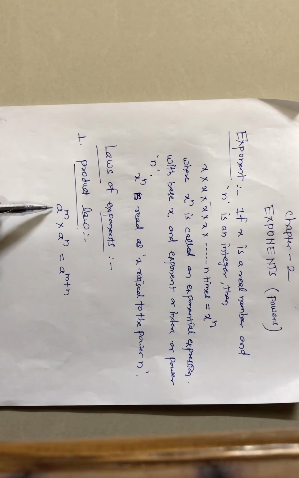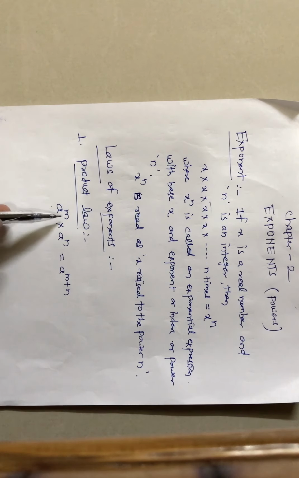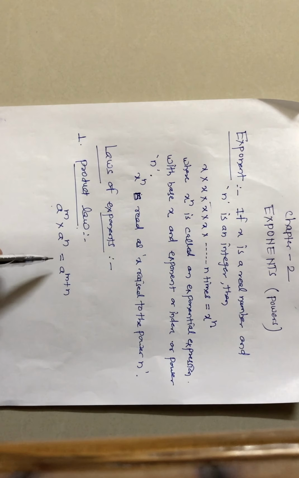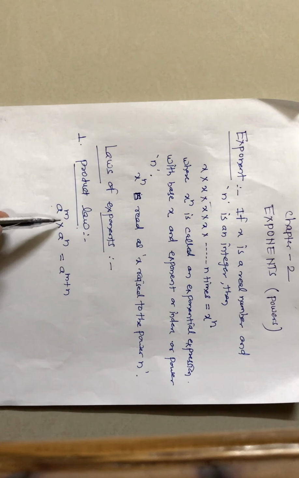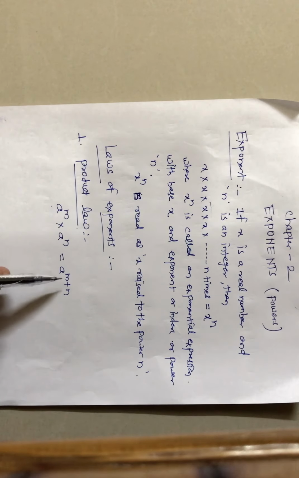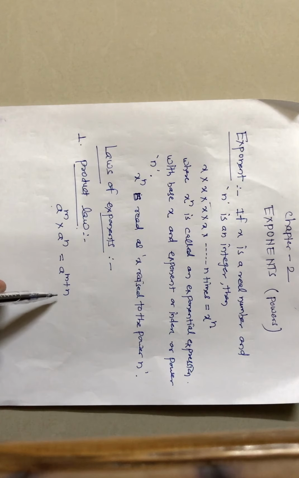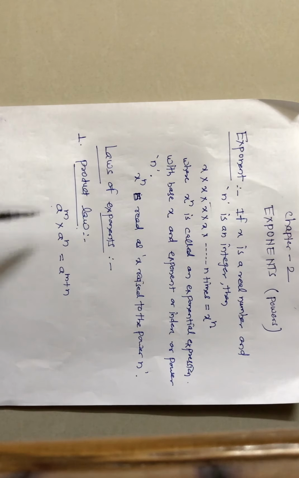Here the base is the same, a, and the power is different, that is m, multiplied by the same base a with a different power n, which is equal to the same base with the addition of powers, m plus n. So therefore a raised to m multiplied by a raised to n is equal to a raised to m plus n. So this law is called the product law.